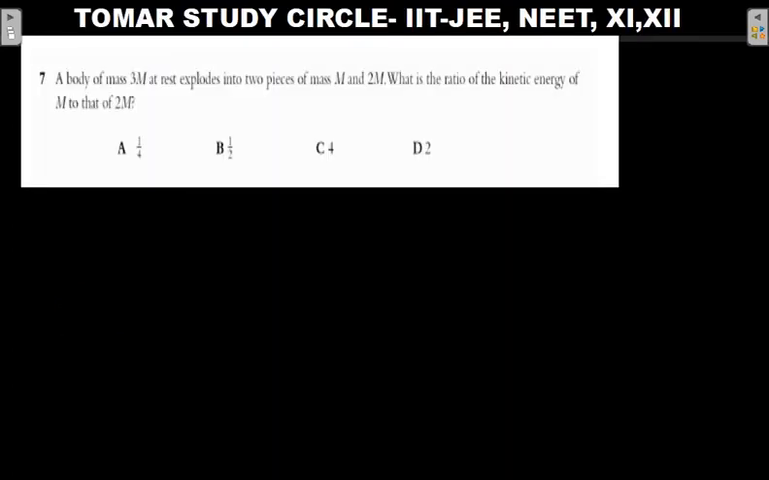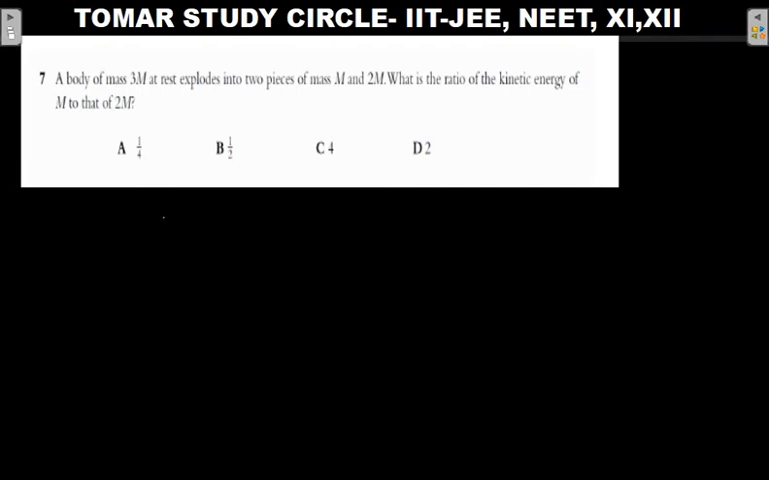Next, question number 7. A body of mass 3m at rest explodes into two pieces of mass m and 2m. What is the ratio of the kinetic energy of m to that of 2m? Since initially the body is at rest, the initial momentum of the body is 0 and the net force on the body is 0. So we can apply the conservation of momentum.